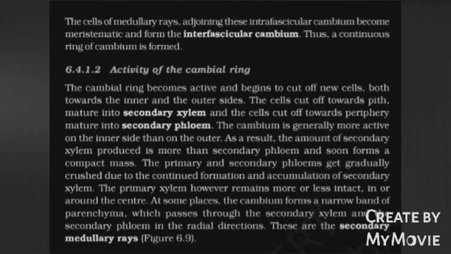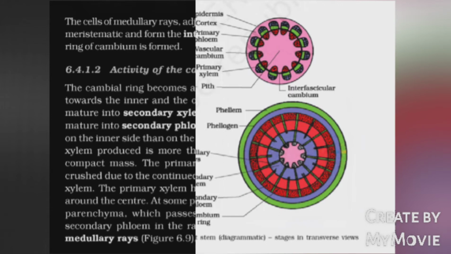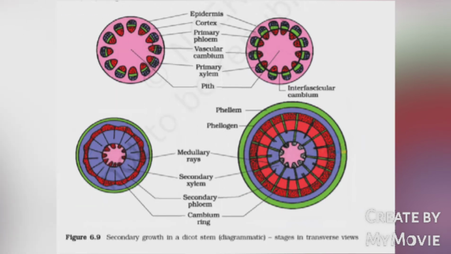The primary and secondary phloems get gradually crushed due to continued formation and accumulation of secondary xylem. The primary xylem, however, remains more or less intact in or around the center. At some places, the cambium forms a narrow band of parenchyma which passes through the secondary xylem and the secondary phloem in the radial directions. These are the secondary medullary rays. Figure 6.9. Secondary growth in a dicot stem. Diagrammatic. Stages in transverse views.